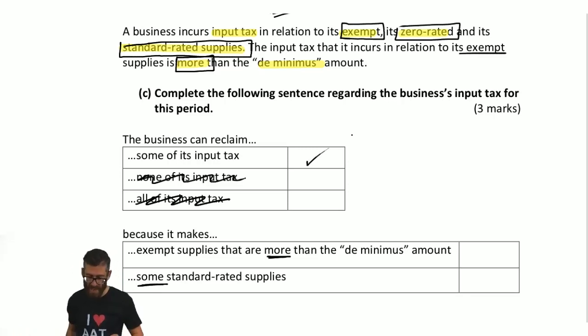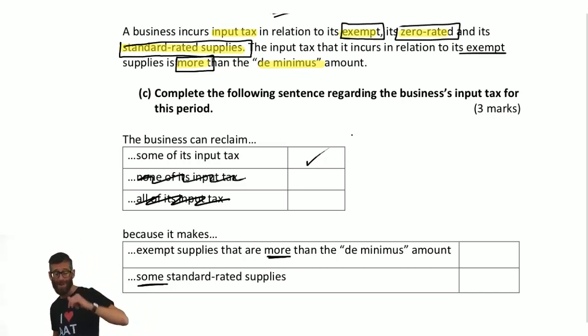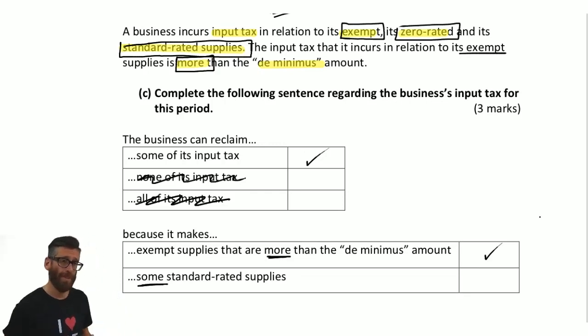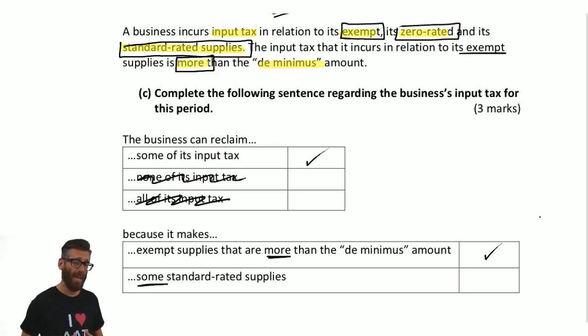The business can reclaim some of the input tax that they've paid on their standard rated, perhaps on their zero rated, because the exempt supplies are more than the de minimis amount. Do you see what I did there? I took my time and I read the requirement carefully, the reference material carefully.